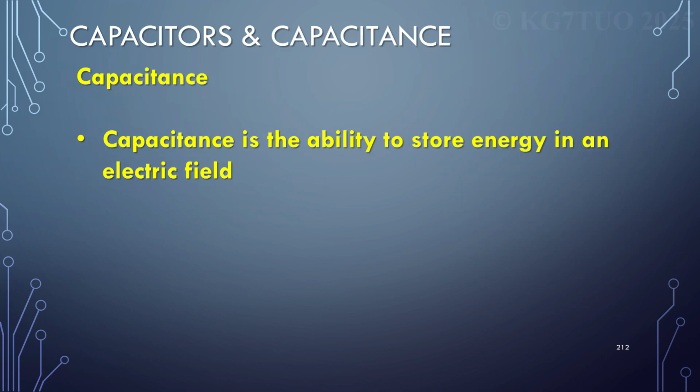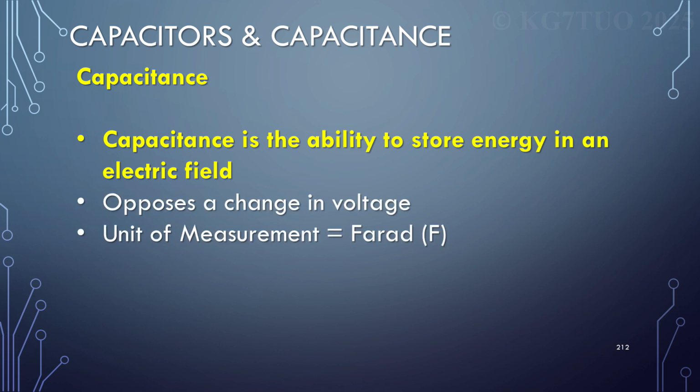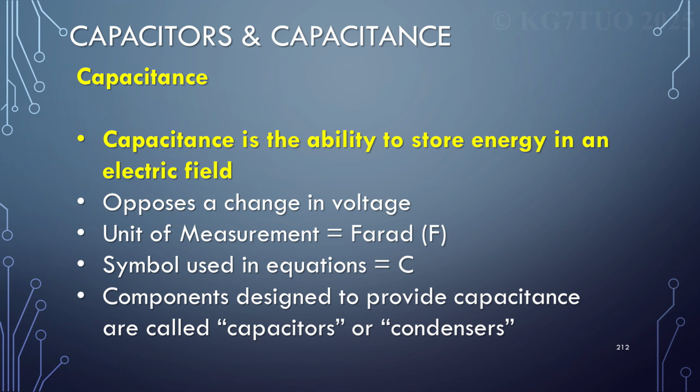Capacitance is the ability to store energy in an electric field. Capacitance is electric. Inductance is magnetic. It opposes a change in voltage. The unit of measure is the farad. The symbol used in equations is C. Wait a minute, what? C is the speed of light. Why are we doing it again? So how come we can't use I for an inductor? I don't know. Components designed to provide capacitance are called capacitors or condensers. We used to call them condensers because every car had one, because that's what stored up the power to fire your spark plug.